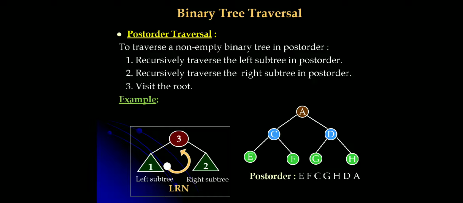Then go to the right subtree of the given tree, traverse it in post-order. It is G, H and D, left, right and root. G, H, D you will get as the traversal order. And finally, after completing the traversal of the left subtree and right subtree in post-order, we are going to visit the root, that is A. What you can observe in this post-order traversal is, given the post-order traversal, you can easily identify the root, which will be the last node in the traversal. Okay, here in this example it is A.